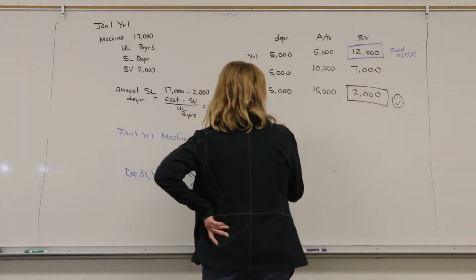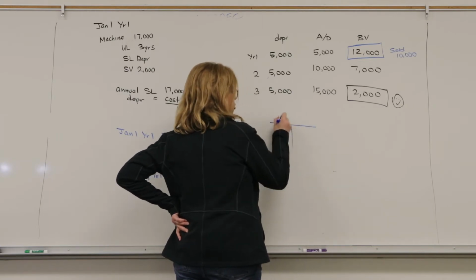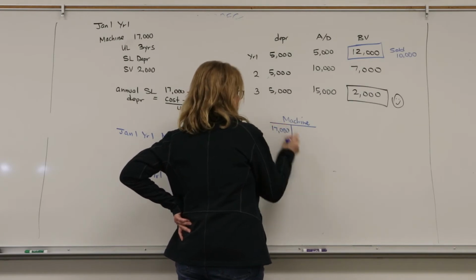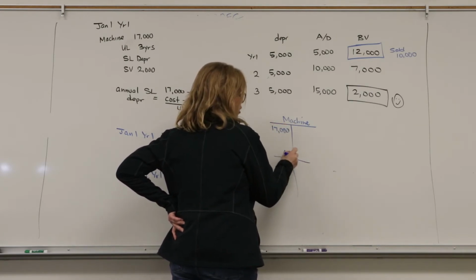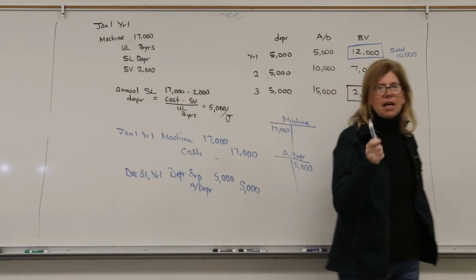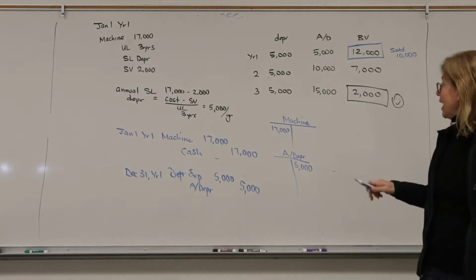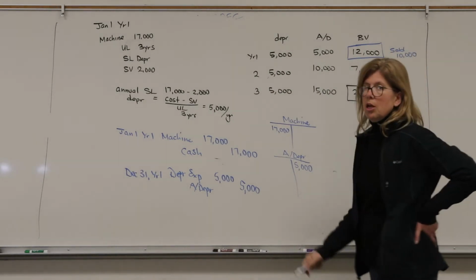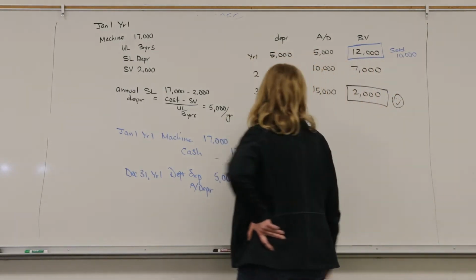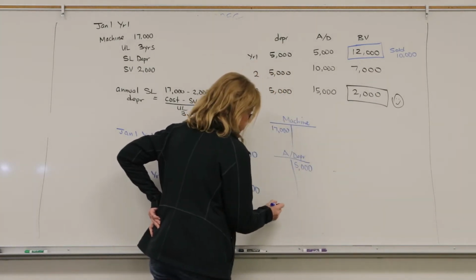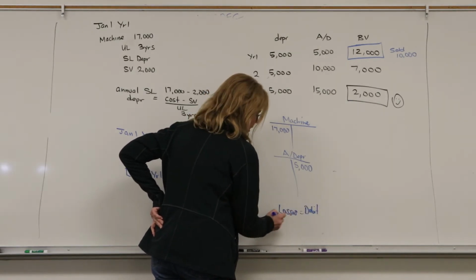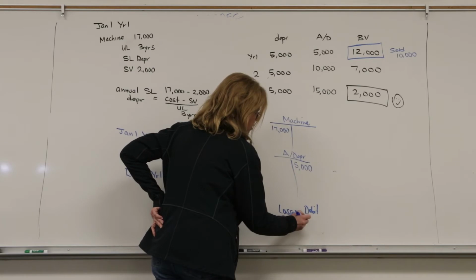So at this point, I have a machine on my books. We debited machine $17,000. I've got accumulated depreciation on my books, $5,000. And I'm selling this asset. So I need to take the asset and its accumulated depreciation off the books. Plus, you told me that we're going to have a $2,000 loss. So for us, losses are debits. Gains are credits.